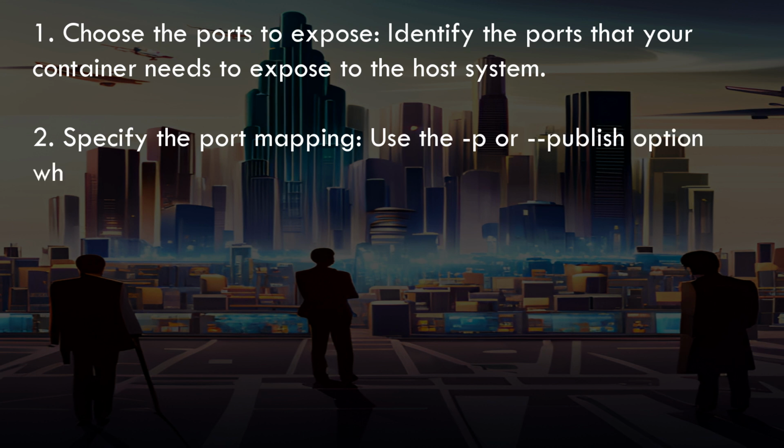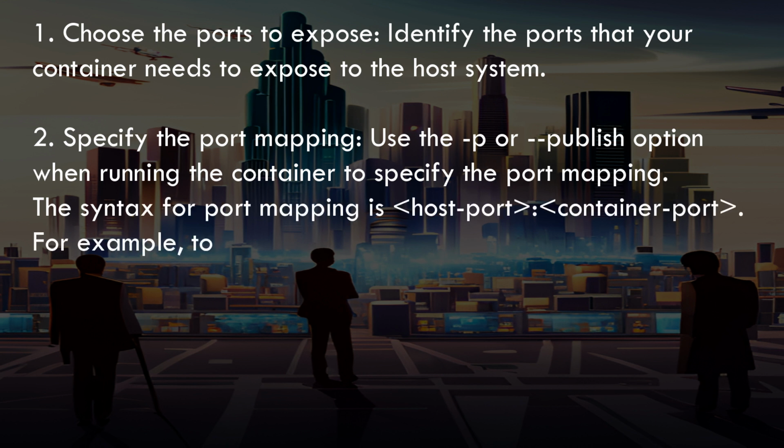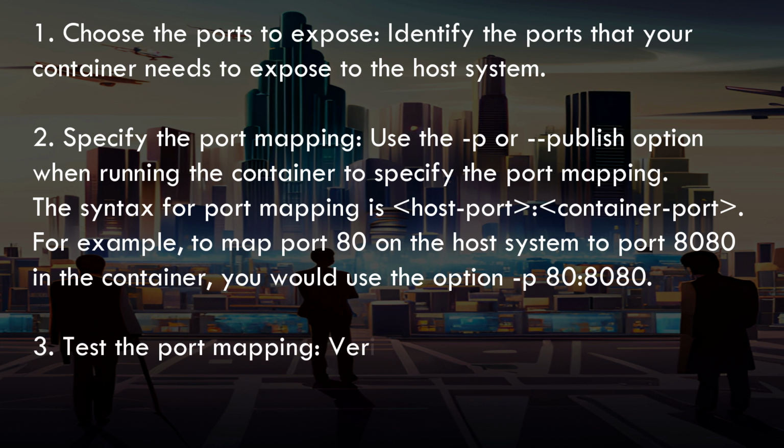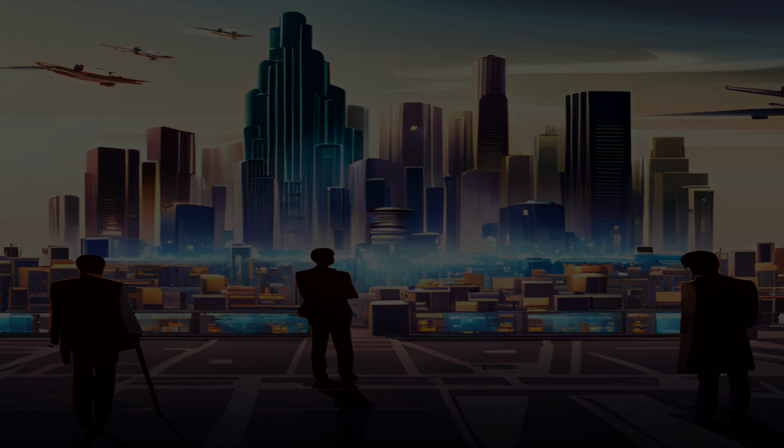Use the -p or --publish option when running the container to specify the port mapping. The syntax for port mapping is host port, container port. For example, to map port 80 on the host system to port 8080 in the container, you would use the option -p 80:8080. 3. Test the port mapping. Verify that the container's network service is accessible from the host system by connecting to the mapped port.